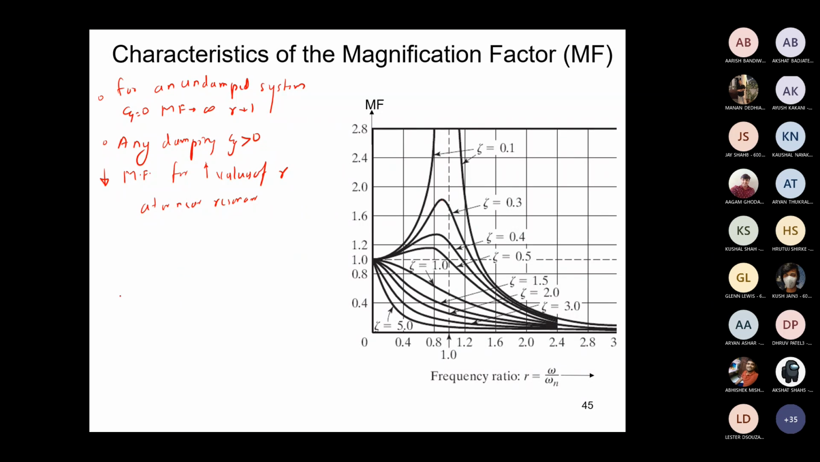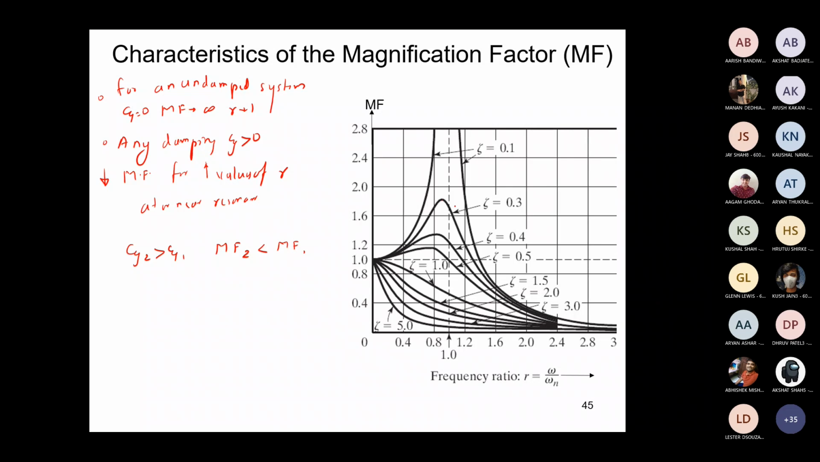Now for any specified value of r, a higher value of damping ratio reduces the value of magnification factor. So for any value of r, no matter what the frequency ratio is, if you provide damping, then the damping reduces the magnification factor. Now if zeta 2 is greater than zeta 1, so if you have more damping, then the peak magnification factor MF2 will be less than MF1.